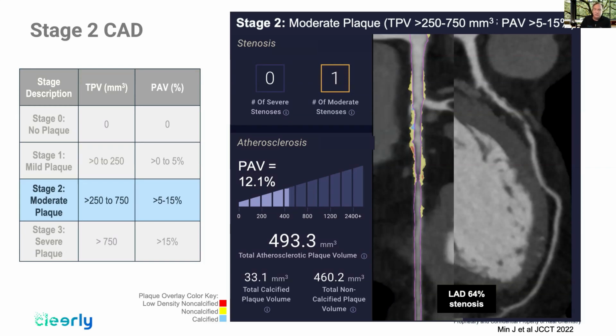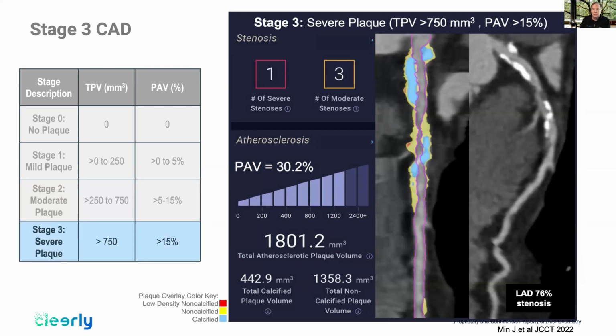You'll notice in this case, there is a moderate stenosis, but the staging system is actually independent of stenosis. The staging system only accounts for the degree of the volume of atherosclerosis, but not any concurrent stenoses that may be present. And finally, a patient with very extensive disease here in the LAD. This patient does have multiple stenoses, but in this case, their plaque volume was 1,800, well above that 750 threshold, and their PAV is 30%. So this is really the highest category of disease that we will see.